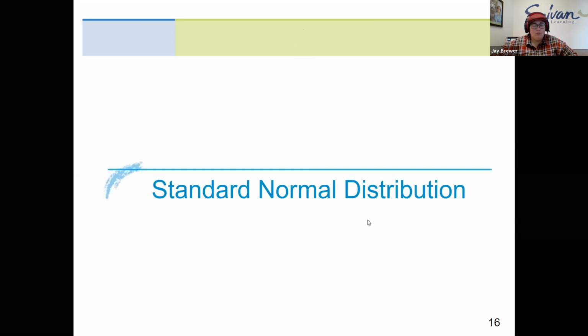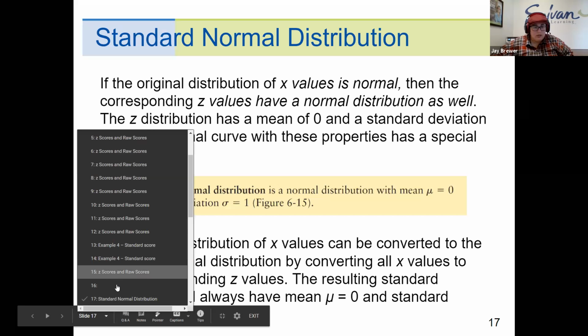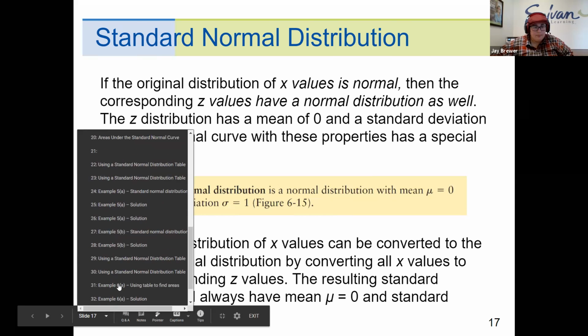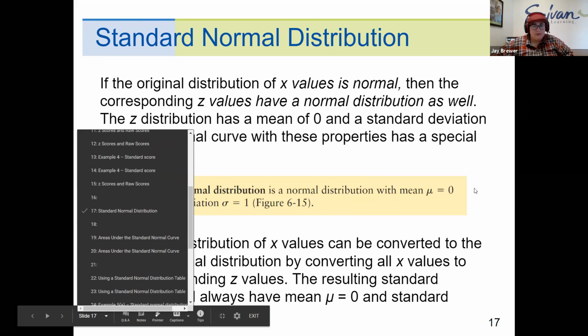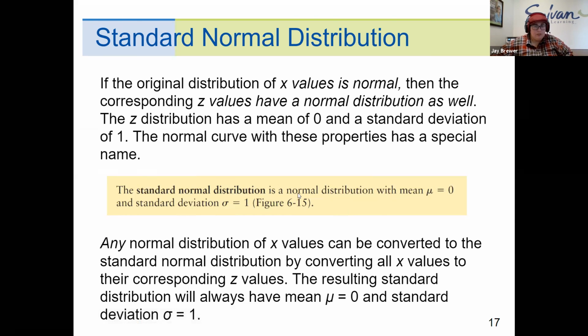All right, standard normal distribution. We are nearly done, so just hang tight. We're going to finish this, and then I'll let you go. We're going to do it fast style. The standard normal distribution is a normal distribution with mean equal to 0 and standard deviation equal to 1.